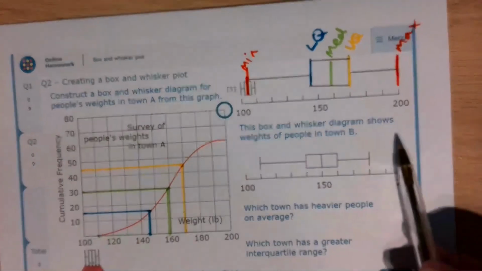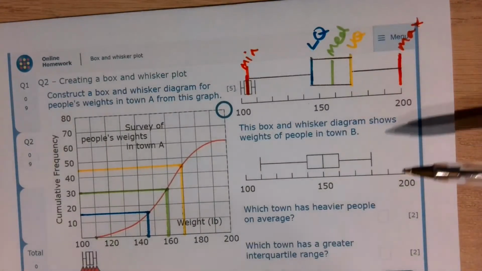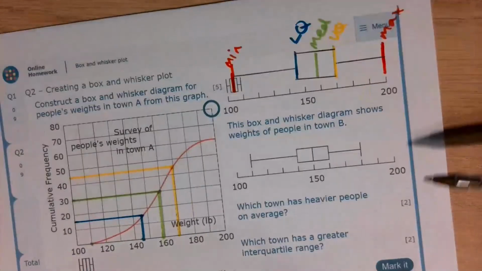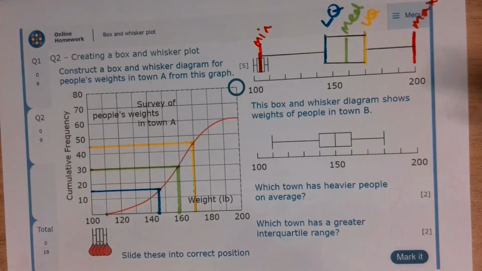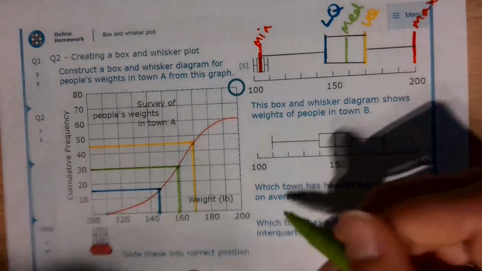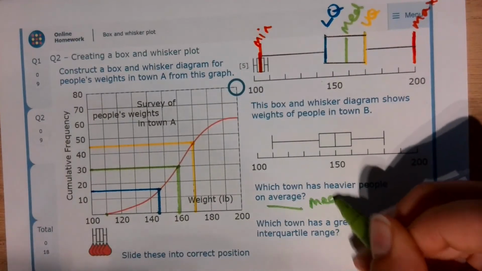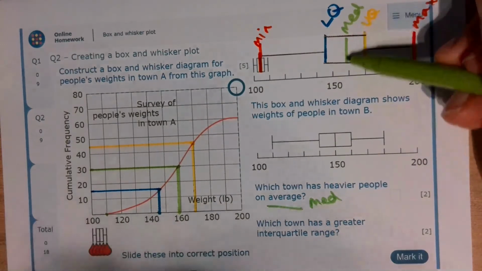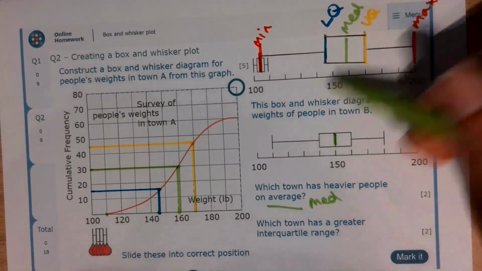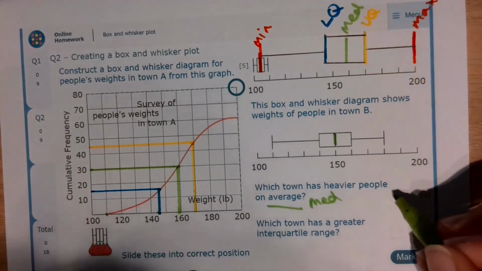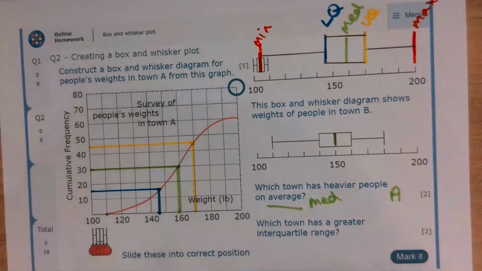This box and whisker diagram shows weights of people in a different town. So what it wants us to do is to compare the two. Which has heavier people on average? Remember, average always means median. So this median is here, this median is here. Which one's heavier? Town A, because they've got a bigger median.